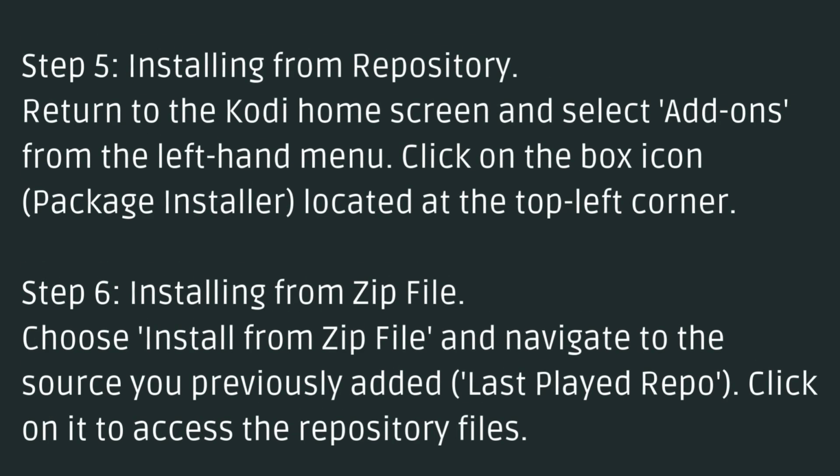Step 5. Installing from repository. Return to the Kodi home screen and select Addons from the left-hand menu. Click on the box icon Package Installer located at the top left corner.